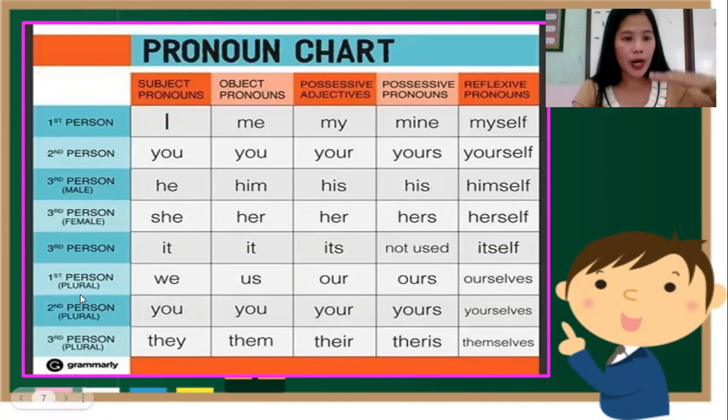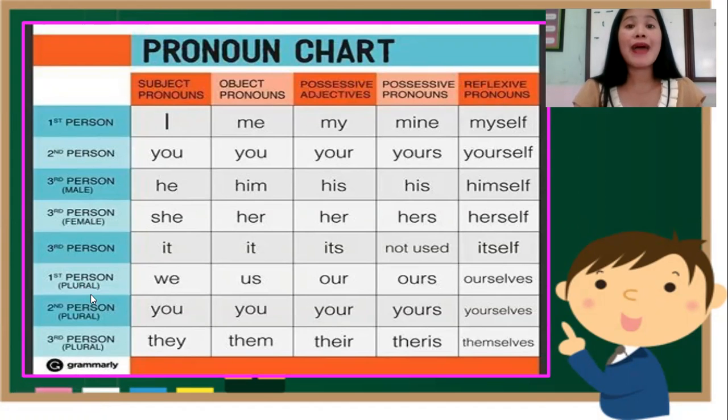Now, in the down part, as you can see here, there is a first person plural. When we say plural, it means many. Many, there are 2, 3, 4, 5, 6, 7, and so on and so forth. That is plural.